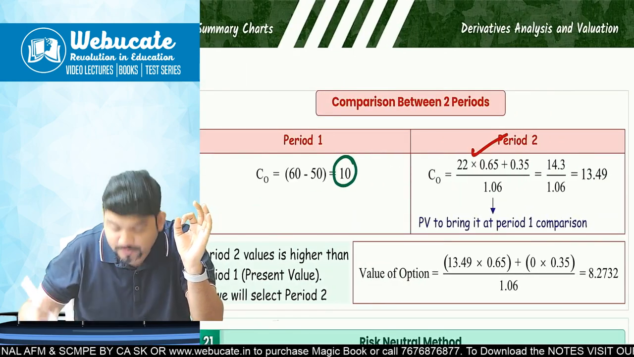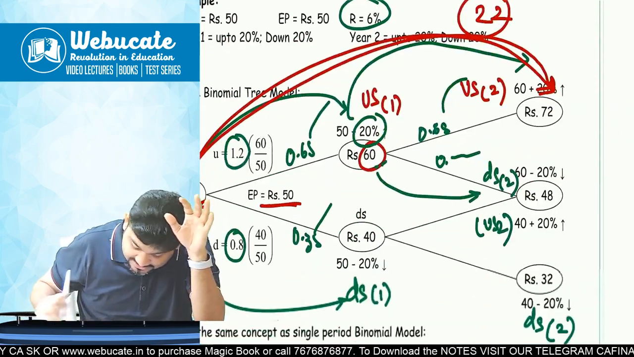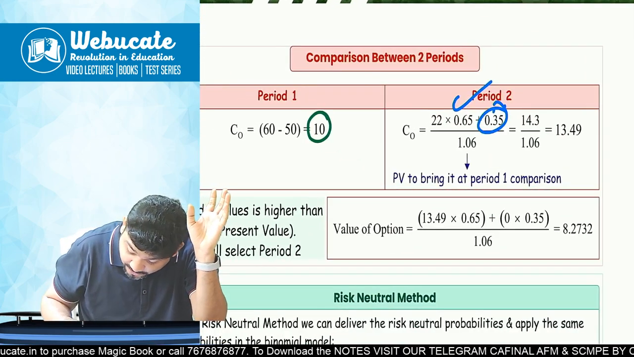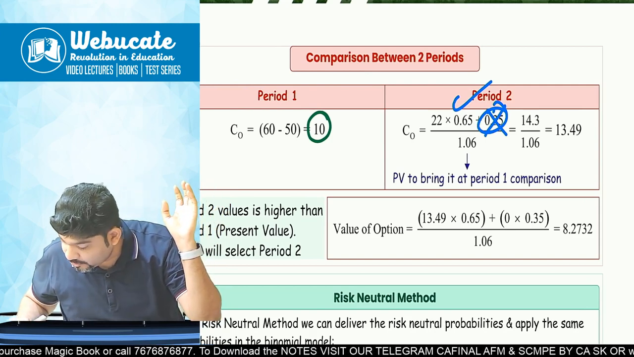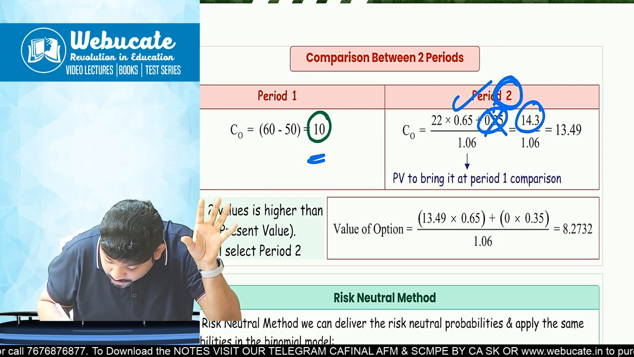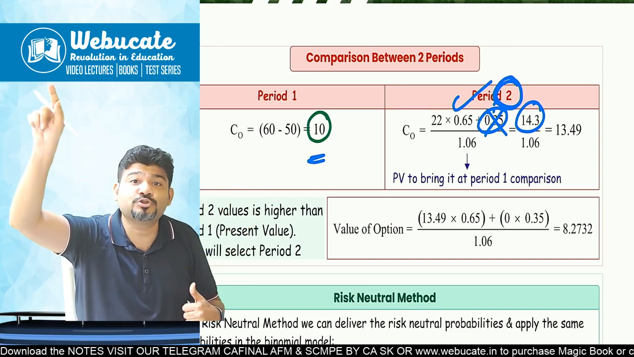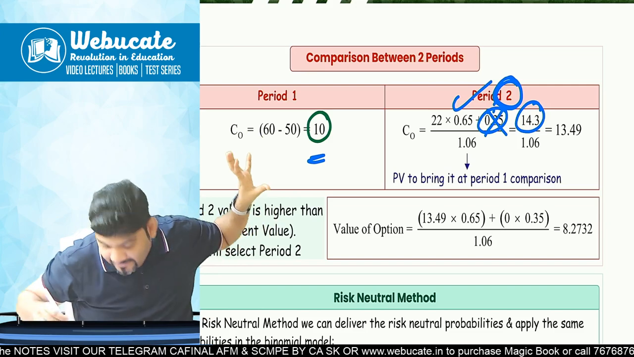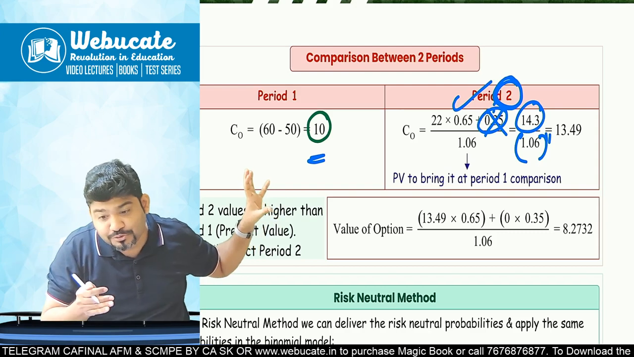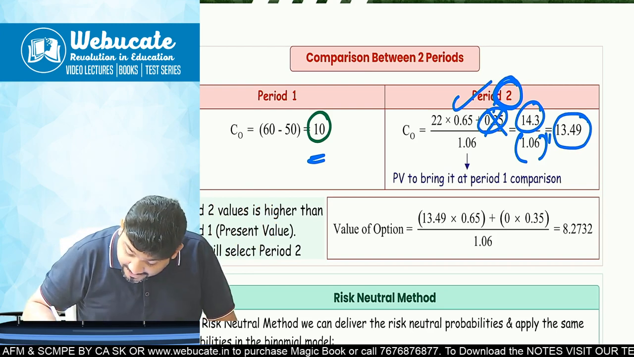So, 22 into 0.65. Then, chances of it going down. But if it is going down, then in that case, I will not exercise, so this will remain 0. So, 22 into 0.65 will give me 14.3. Bring it to first year's value. See, this is after 2 years, so ideally, if I want to bring it to the present value, it should be 1.06 raised to 2. But I just want it at this period 1 level, so just discount it once. From year 2, it will now come to year 1. So, it is 13.49.